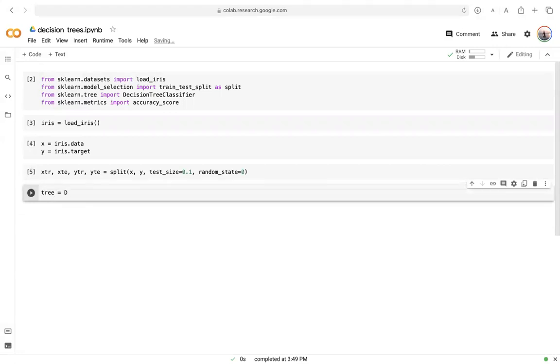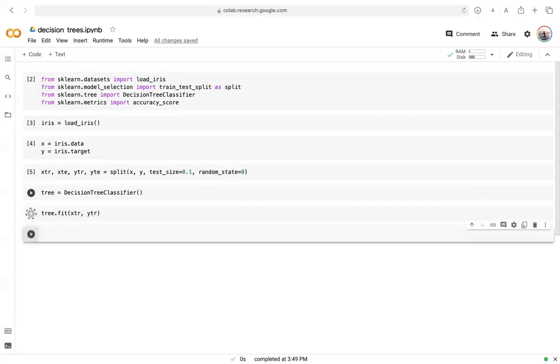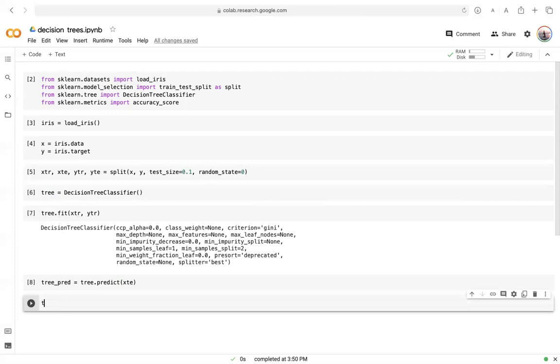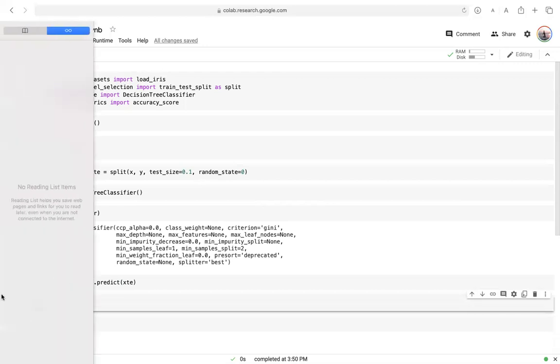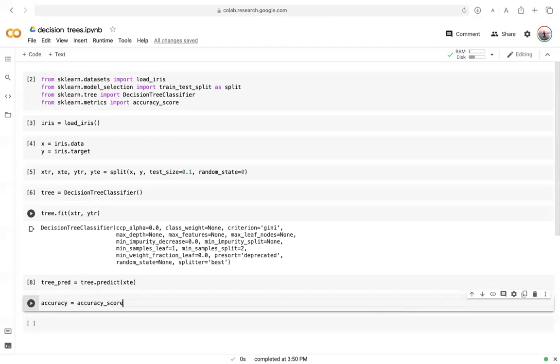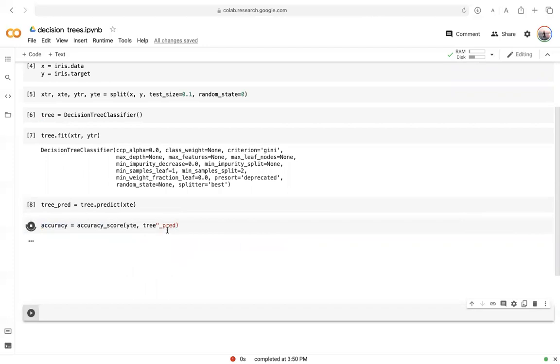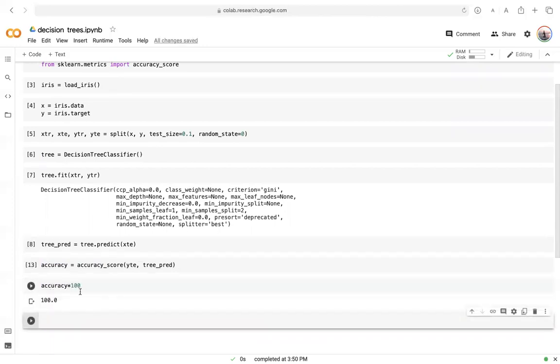Done. So tree is equal to DecisionTreeClassifier. Then tree.fit of xtr, ytr. Then the prediction is equal to tree.predict of xte. That's our prediction value. Once we have made a prediction, we compare it with the actual. So my accuracy is equal to accuracy_score of yte and the tree prediction. And then finally accuracy times 100, as a percentage, is 100%, right?